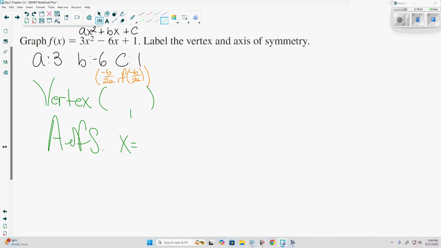Now the vertex is the point, or they told us it's the point negative b over 2a, comma f of negative b over 2a. And the axis of symmetry is x is equal to negative b over 2a. Now the first thing we need to do in finding the vertex and the axis of symmetry is actually find the value of negative b over 2a.